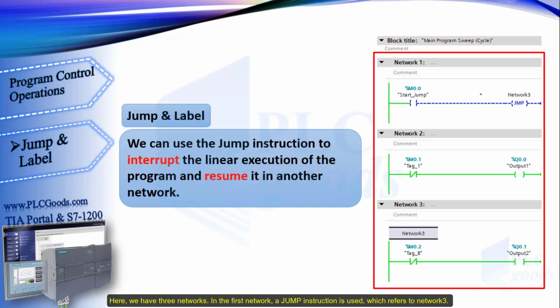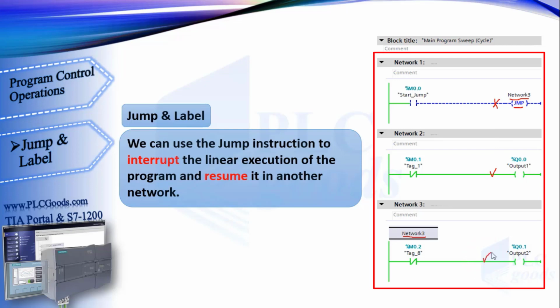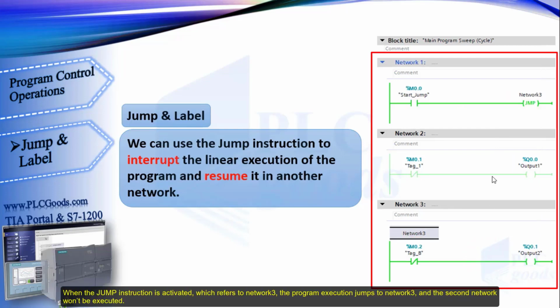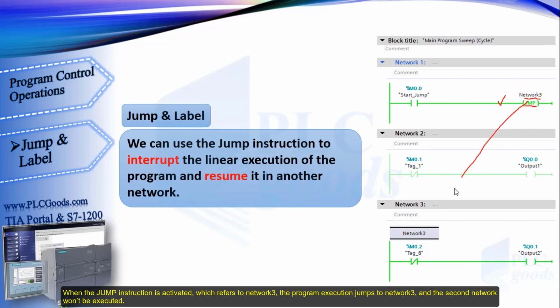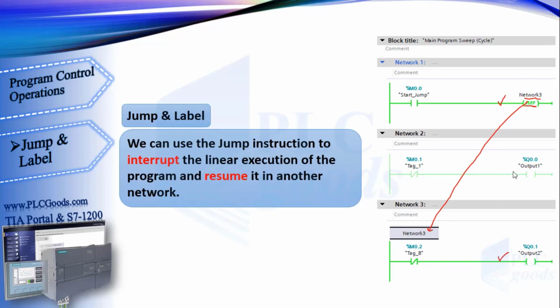Here we have three networks. In the first network, a jump instruction is used, which refers to network 3. Now, this instruction is not activated, so the CPU runs all the networks from the first one to the last one. When the jump instruction is activated, which refers to network 3, the program execution jumps to network 3 and the second network won't be executed.